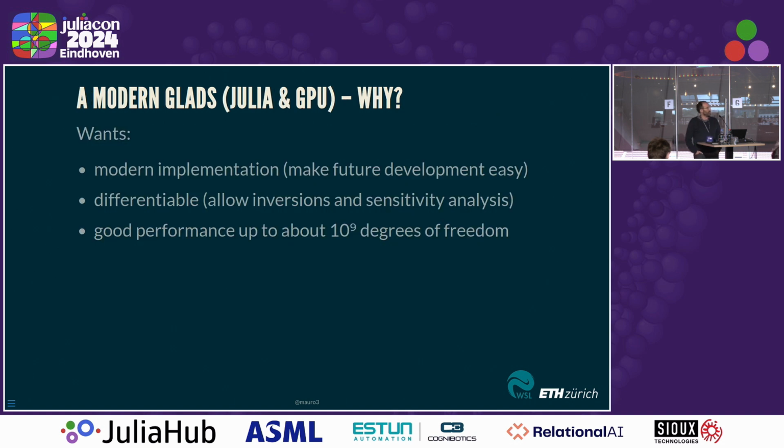Okay, so we now want to have a modern GLADS in Julia and on GPUs, and why? Well, we know why, but let's go to what we want. We want something which is hackable. The MATLAB code was actually pretty okay, and it runs fairly fast, but it's definitely showing its age. We want it to be differentiable, so we can eventually do inversions and sensitivity, and of course we want good performance, up to about 4 orders of magnitude bigger domains or meshes than before. So this is just a ticket for Julia.